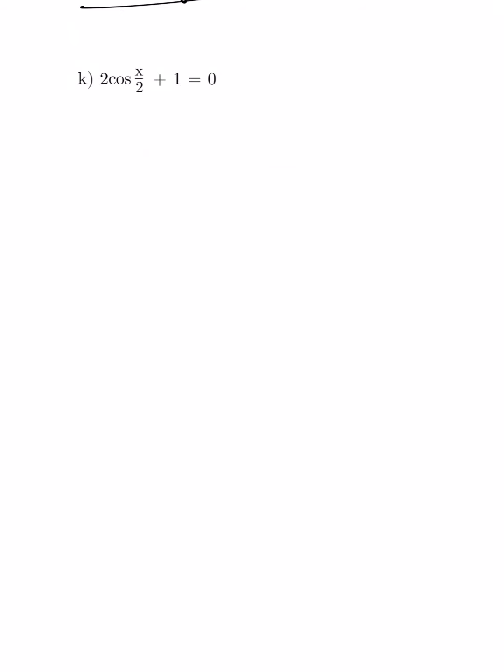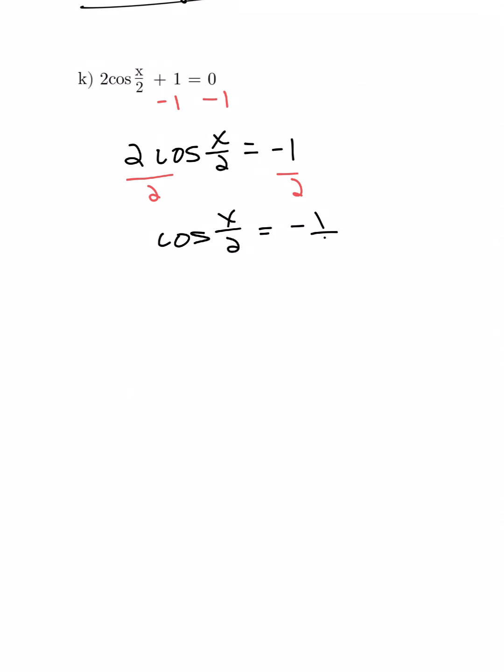On the next example, we have 2 times the cosine of x over 2 plus 1 equals 0. Like always, we need to get the function by itself, so we're going to subtract 1, and now have 2 times the cosine of x over 2 equals -1. We still don't have the function by itself, so we're going to divide by 2, and now have the cosine of x over 2 equals -1/2.